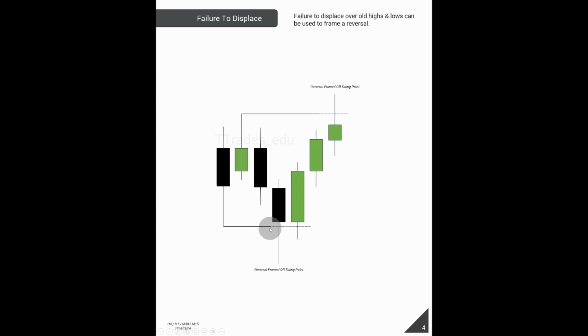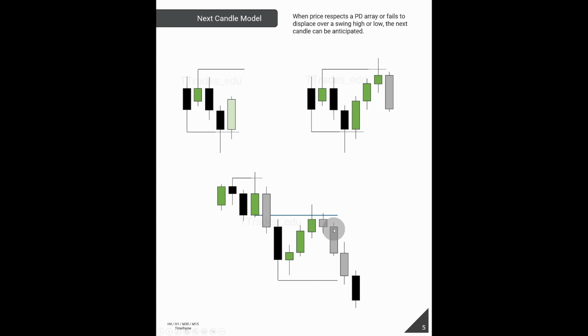So for example, if we have a swing point where we fail to displace or close outside the range and come back in, this can be used to frame a reversal higher. Similarly up here, if we fail to displace out of this range, we can frame a reversal back into the range. That brings me to the next candle model, or the next day model from the MMXM trader. What is happening here is when a candle fails to displace outside a swing point, we can anticipate price moving higher back into the range on the next candle.